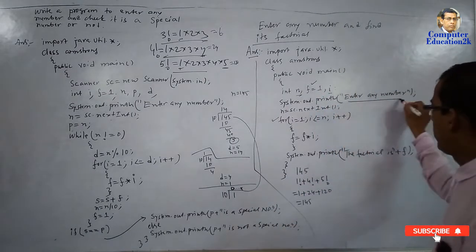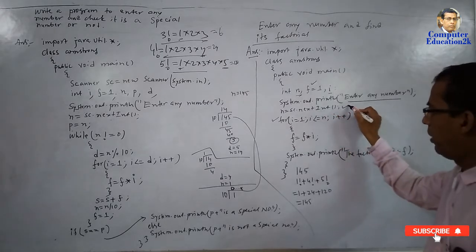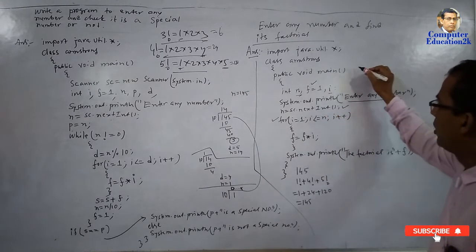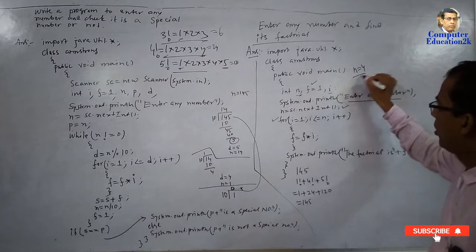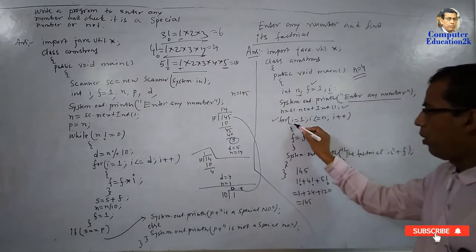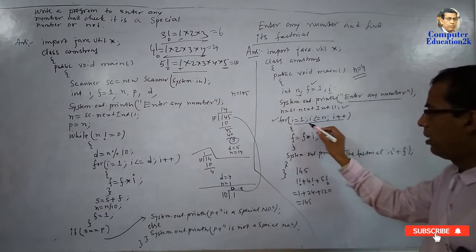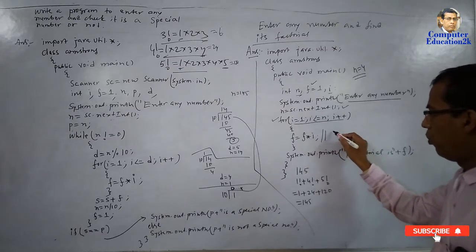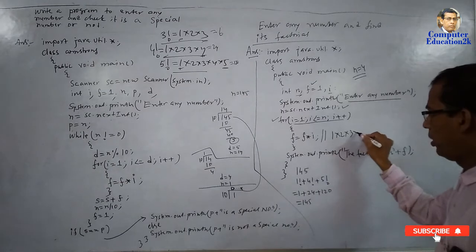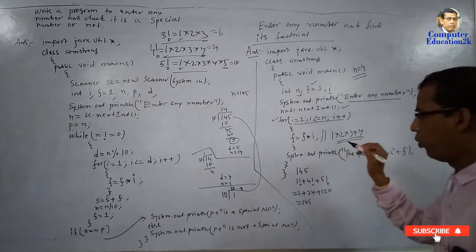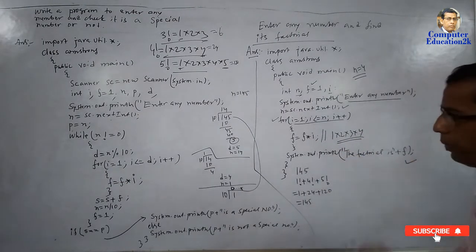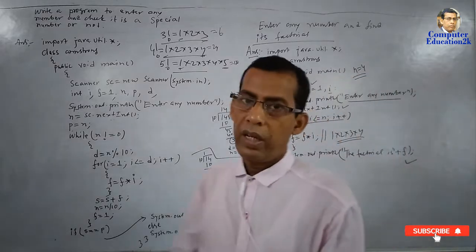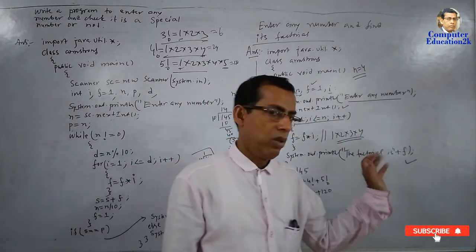The computer will ask you to enter a number, and here the number will be entered. Suppose you enter 4, so n will become 4. Then you make a loop: for i equals 1, i less than or equal to 4, i plus plus. Here you will find 1 into 2 into 3 into 4. The factorial of 4 will be found, and here it will be printed. This way the factorial of a number is found.